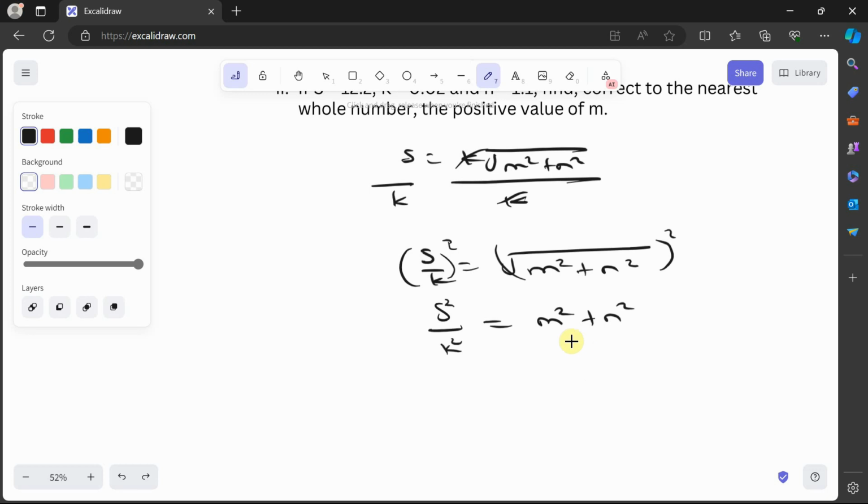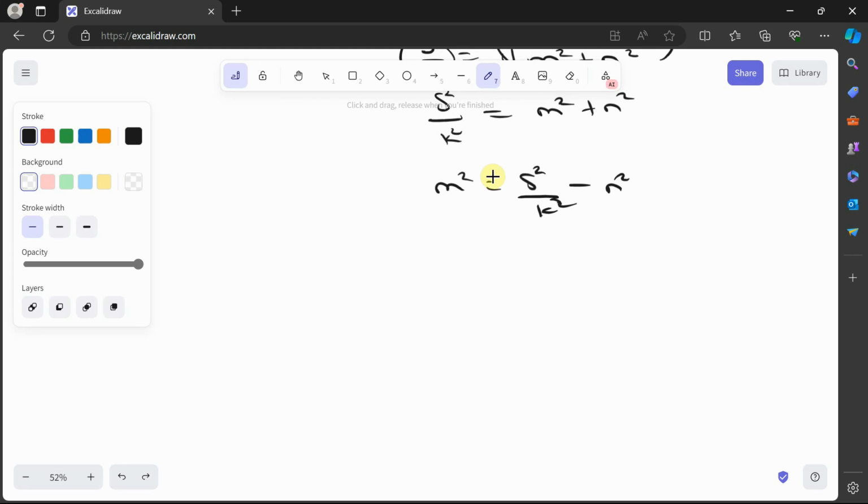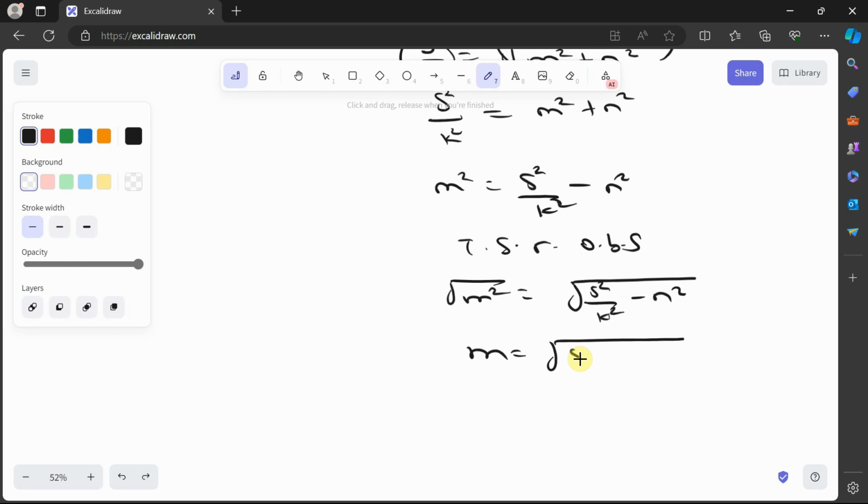Now that I want to make M the subject of the formula, I take out everything that is not M squared, so that will be M squared is equal to S squared all over K squared minus N squared, taking this one to the other side, right? And to make the M stand alone, I have to take the square roots of both sides. That will be square root of M squared is equal to square root of S squared all over K squared minus N squared. This is M is equal to square root of S squared all over K squared minus N squared.